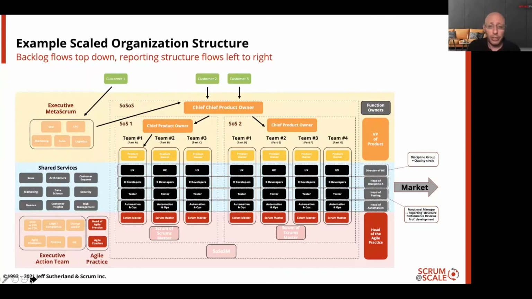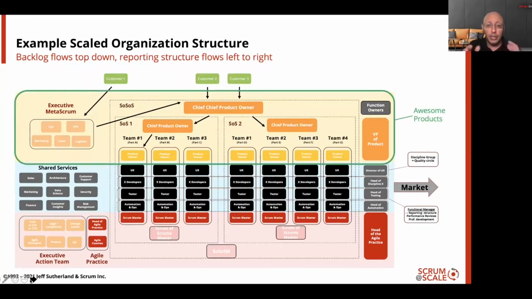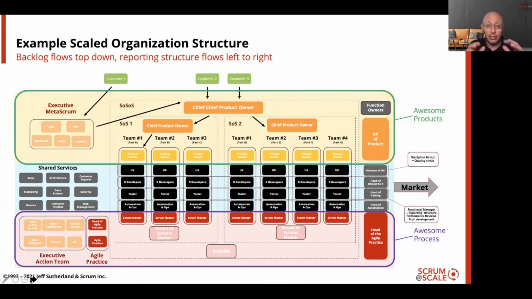Now here, what you have is the first layer, the product owner layer, that's really dedicated to making awesome products. And that's where all your product owners exist and your executive meta scrum exists. On the bottom of this diagram, we have the second layer, which is the Scrum Master layer, that's all about making an awesome process. In the middle, that middle layer is where all the work is getting done. But we also have this third grouping, awesome people, the function owners.